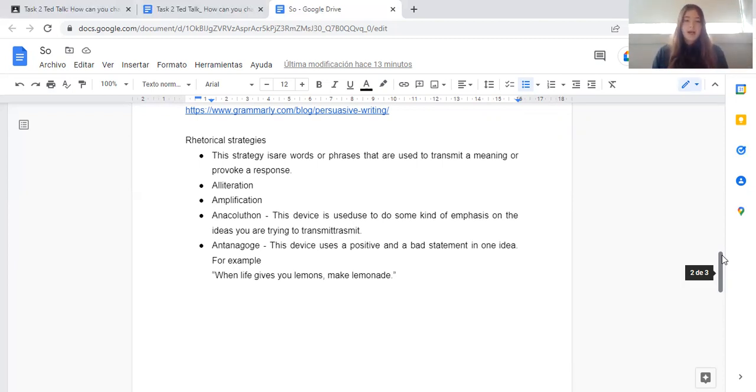Another one is the antithesis, and this device can be used in a positive and in a bad statement. So it's always used to explain, like all of them, the same, a positive and a bad. And one example is: when life gives you lemons, you can make lemonade.